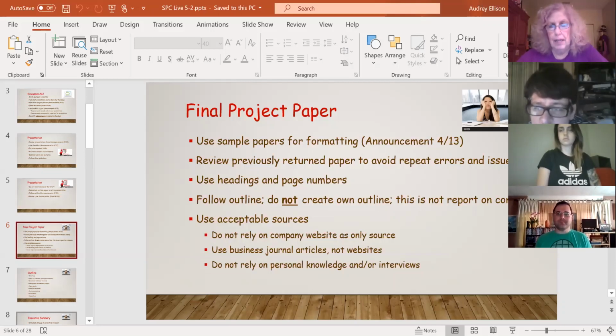Follow the outline. Last semester, several people created their own outline, and that meant they left several things out that were part of the grade. This is not a report on the company that you have picked. This is specifically things that you are supposed to be doing in this report. So follow the outline I gave you. It will get you a lot further to getting more points.